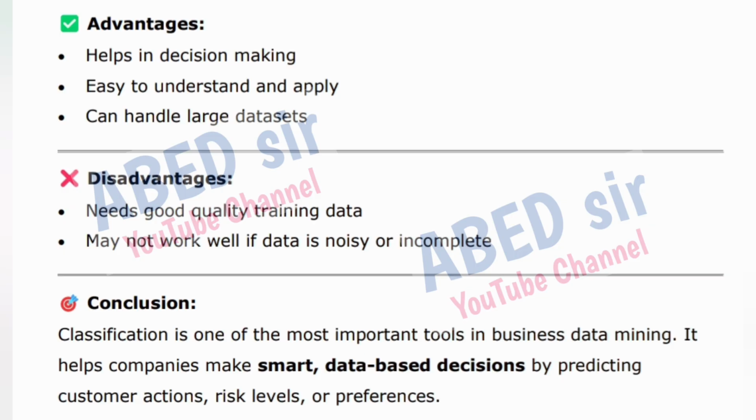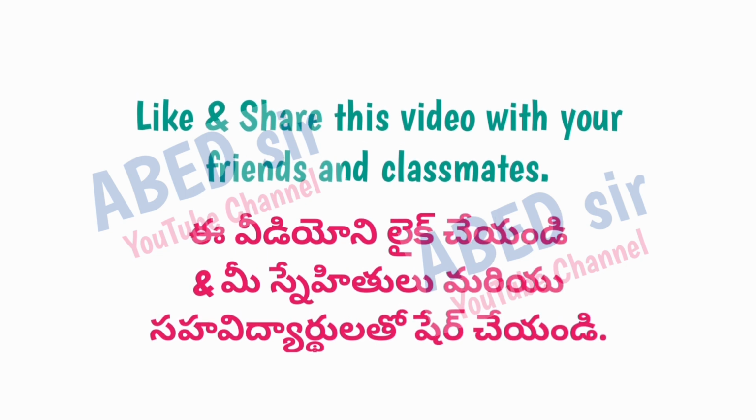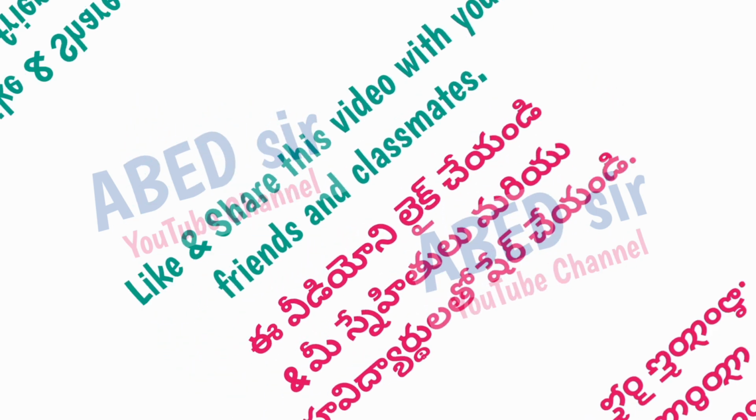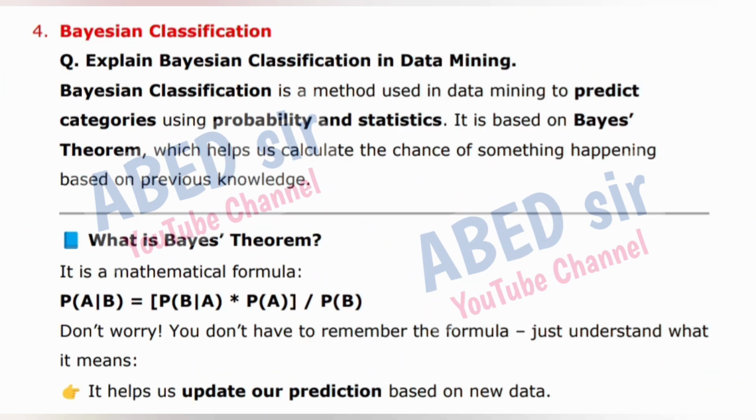or preferences. Next important long question is 4. Explain Bayesian classification in data mining. Bayesian classification is a method used in data mining to predict categories using probability and statistics. It is based on Bayes' theorem, which helps us calculate the chance of something happening based on previous knowledge.